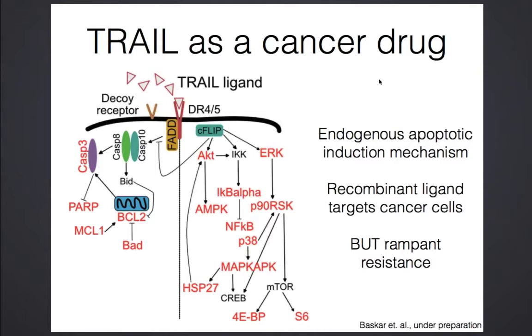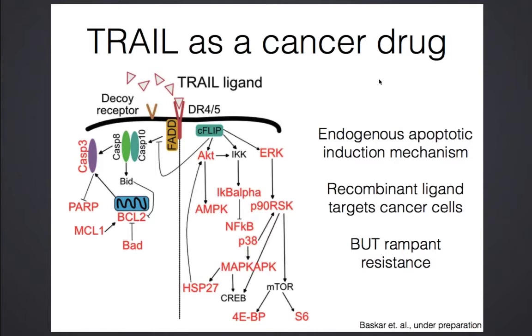And what they did is they produced large amounts of this protein recombinantly, in order to target cancer cells, and it went into clinical trials, but it failed miserably because it had rampant resistance. And why did it have rampant resistance? So we can see on the left some of the different downstream pathways of TRAIL. On the top, you see the TRAIL ligand. We see it hitting death receptors, and then it signals down onto the left into the apoptosis pathways.